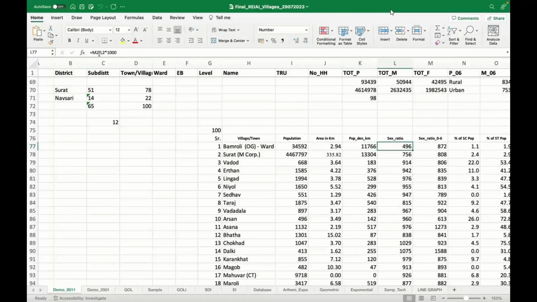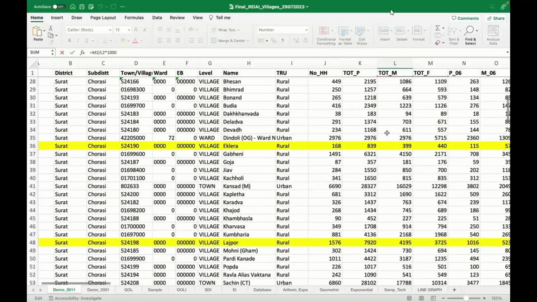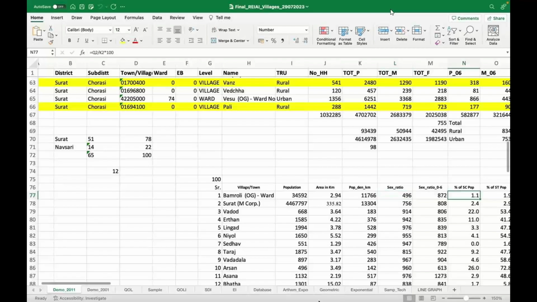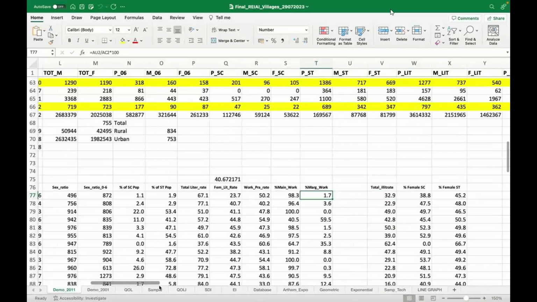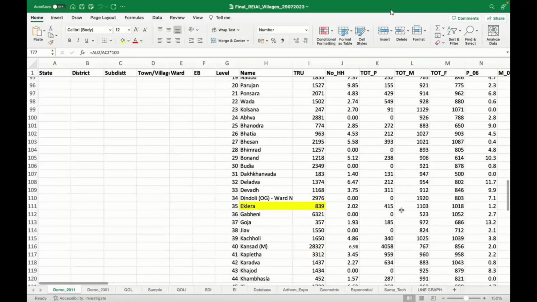It is all standard formula. Sex ratio is female per 1,000 male. That is the formula, and you are calculating it for each and every village. Then sex ratio of 0 to 6, proportion of SC, proportion of ST, total literacy rate, female literacy rate. These formulas which I told you are already there. What you have to do is put the formula selecting the variable of that particular village and then copy it, and you will get the entire data set. Now this is in a representable form.